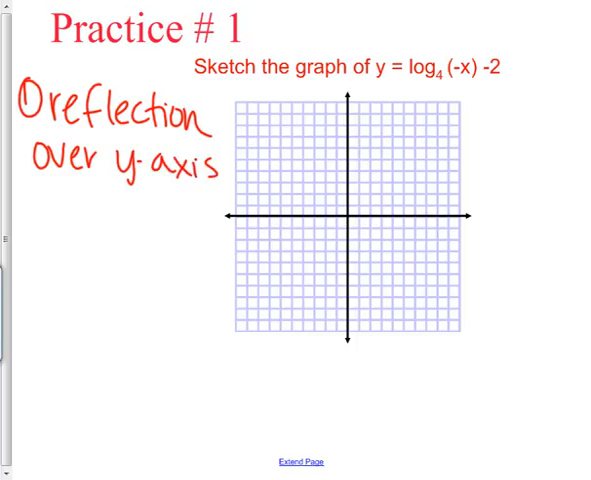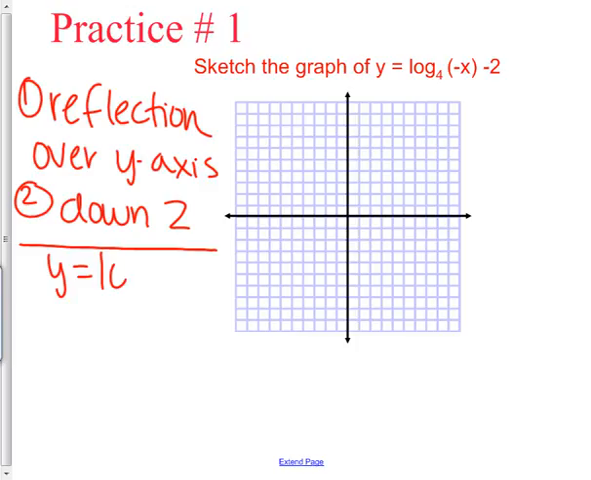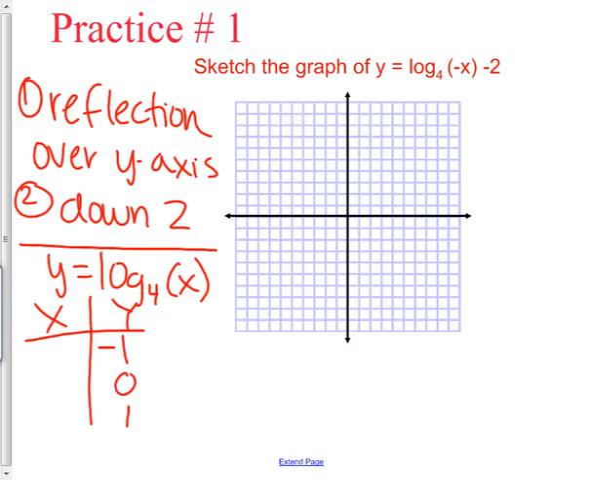Thank you. And then this -2 really means that we're going to, or what does -2 mean? Down 2. And then our parent function is y equals log base 4 of x. Then we put that into a table, and we always let y equal -1, 0, and 1, correct?